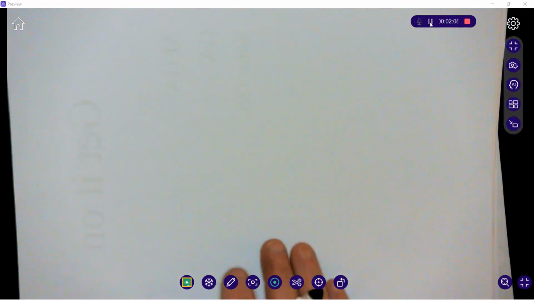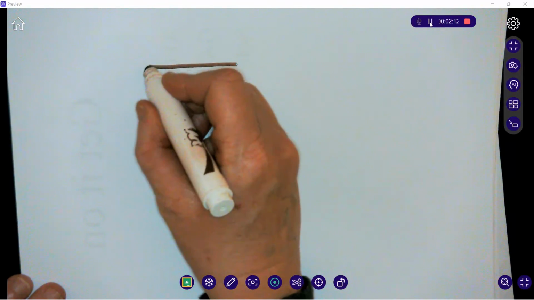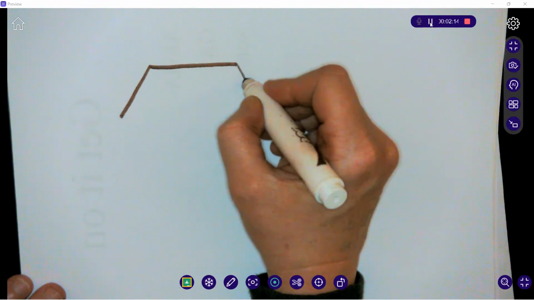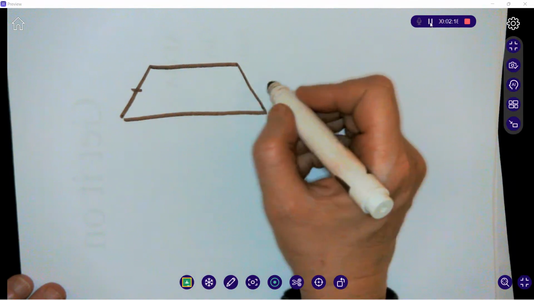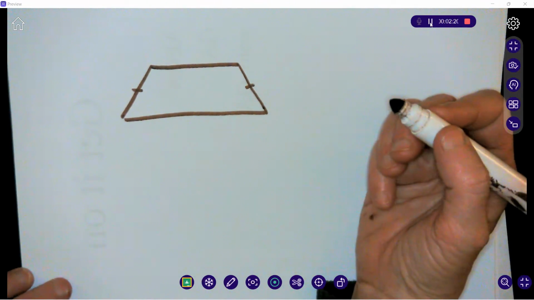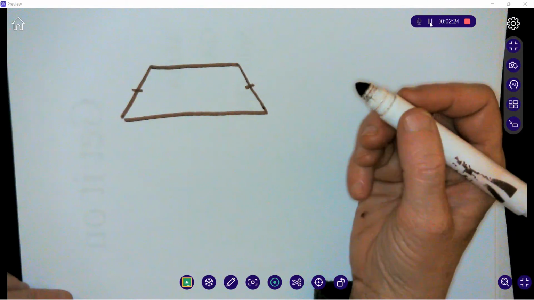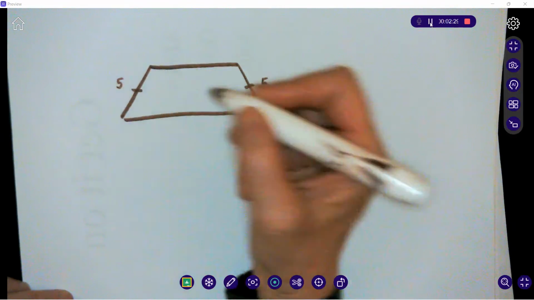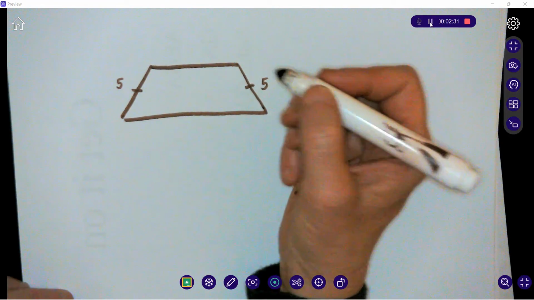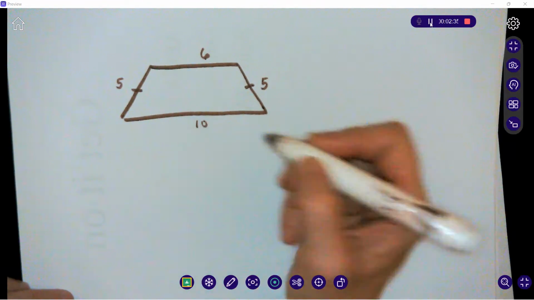Let's try another one. We're going to find the area of an isosceles trapezoid. If you remember that, an isosceles trapezoid has these two sides are the same. Okay, so if we have an isosceles trapezoid and the legs are each 5, so this leg is 5 and this leg is 5, and the bases are 6 and 10. So how do we find that?